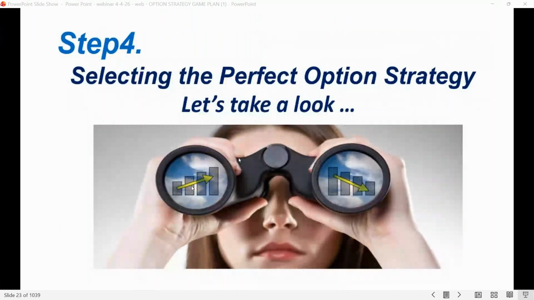Now, step 4 comes down to selecting the perfect option strategy, and a number of different things go into what would be the perfect option strategy. So let's take a look.